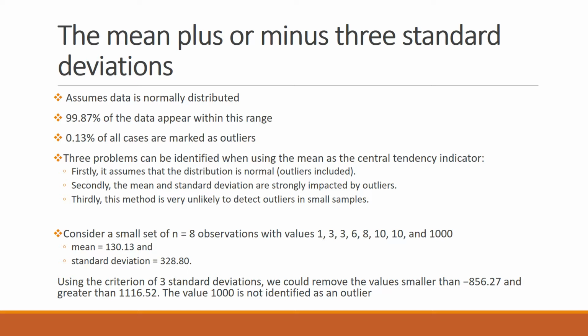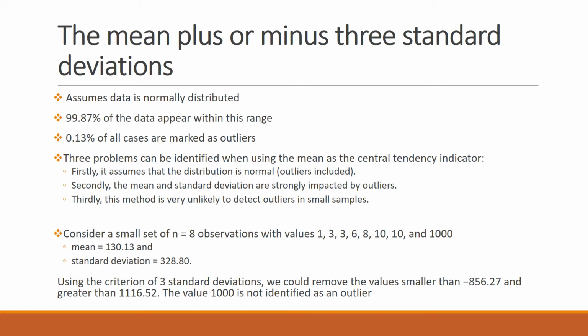Now we'll talk a little about calculating the mean. I think it should be easy. So accordingly, this indicator is fundamentally problematic. It is supposed to guide our outlier detection, but at the same time, the indicator itself is altered by the presence of outlying values. In order to appreciate this fact, consider a small set of n equals 8 observations with values 1, 3, 3, 6, 8, 10, 10 and 1000.